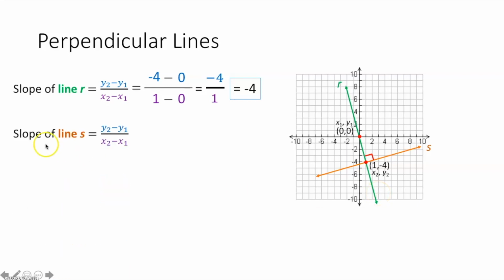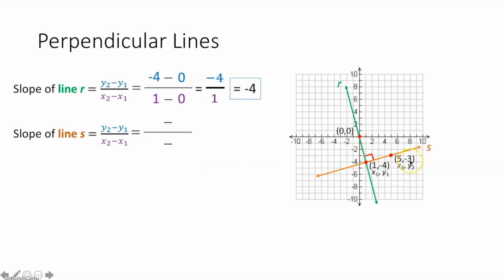Let's check the slope of line S. So we need 2 points on line S. Well, the cool thing is we already have one. This is a point on line R and line S because that's where they intersect. So we have 1 point. Let's pick another one. Now we're going to label them x sub 1, comma y sub 1 and x sub 2, comma y sub 2. You could have done it in either order. You would have got the same thing. Now let's go ahead and plug them into their corresponding spots in the slope formula.